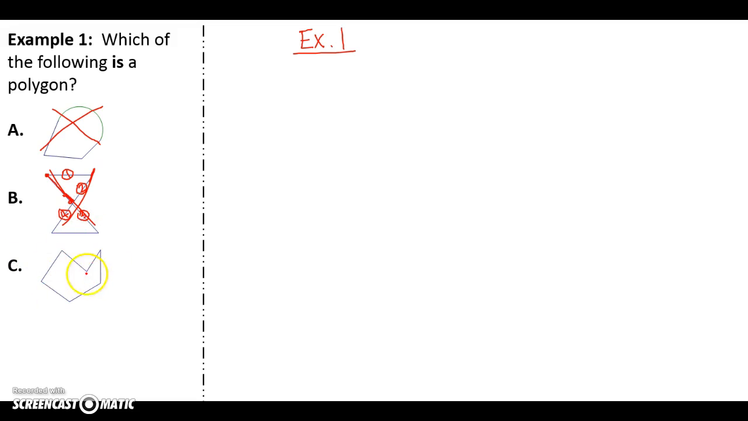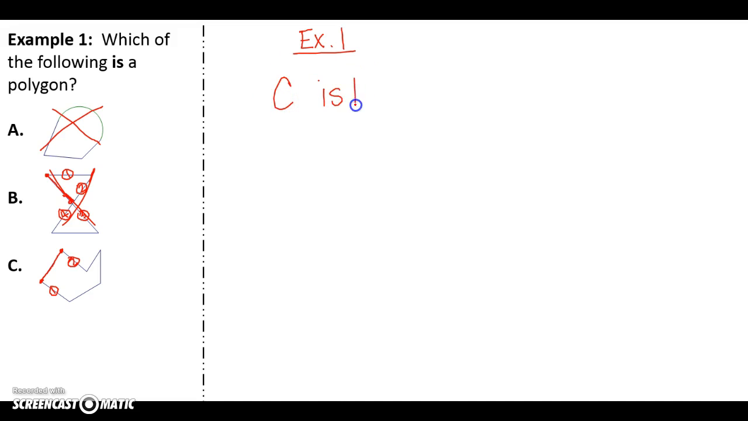C has all segments, no curves. Also, if I pick any segment, so if I pick this segment here, this segment is connected to only 2 segments, this one and this one. Same here, if I drew this segment, it's connected by this one and this one. This segment is only connected to this one, and so on and so forth for every single segment.